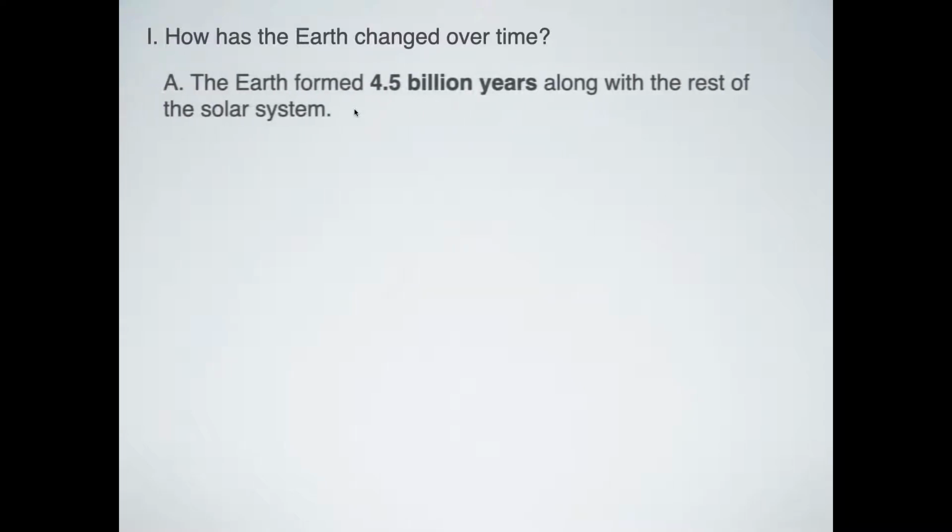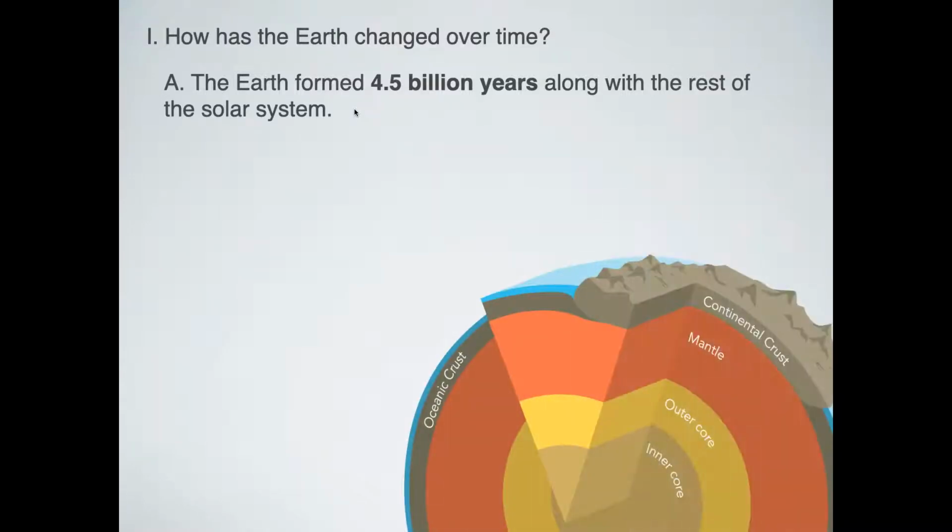Today, we're going to be looking at how the Earth has changed over time. So we're going to start way back. 4.5 billion years ago is approximately when the Earth formed, along with the rest of the solar system.